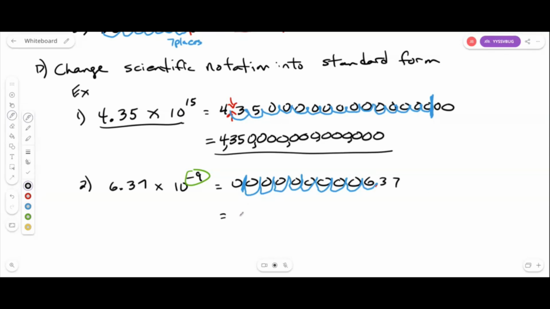So my number is point, and then I've got 1, 2, 3, 4, 5, 6, 7, 8 zeros, 1, 2, 3, 4, 5, 6, 7, 8, 6, 3, 7. 6.37 times 10 to the negative ninth is that number right there. Point 0.0000000637. Negative exponent is a tiny number.